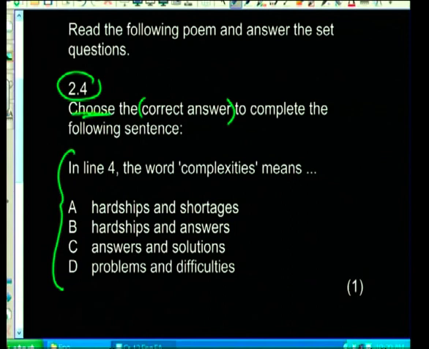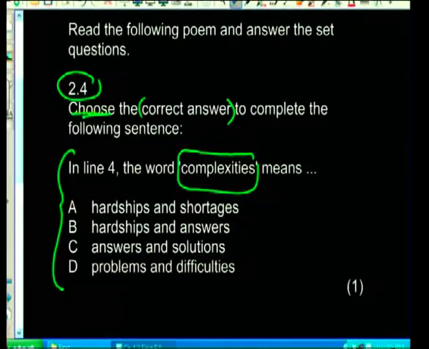In line 4, the word "complexity" means: hardships and shortages, hardships and answers, answers and solutions, and problems and difficulties. What you often find with multiple choice is that in each of the possible answers there will be one option that makes it a non-option. So A, shortages, no. Hardships and answers, no. Answers and solutions, definitely not. So what you're left with is your D. And there you have your mark.